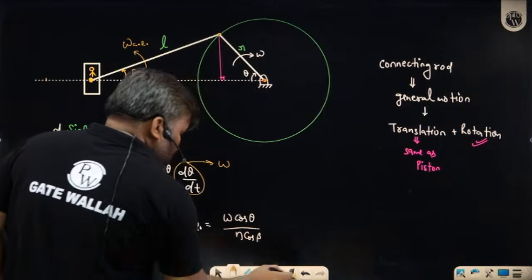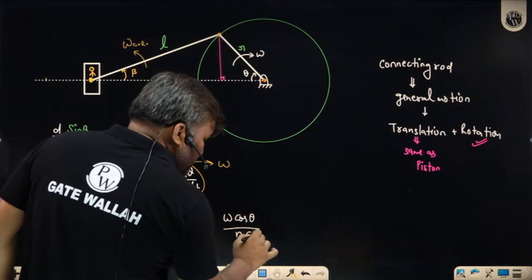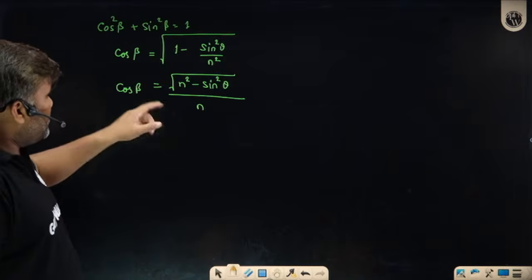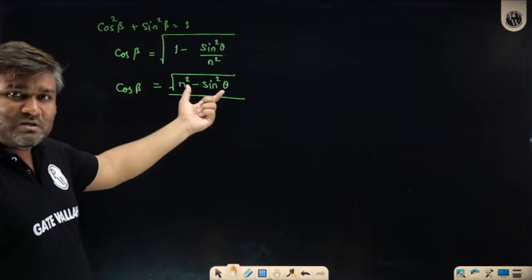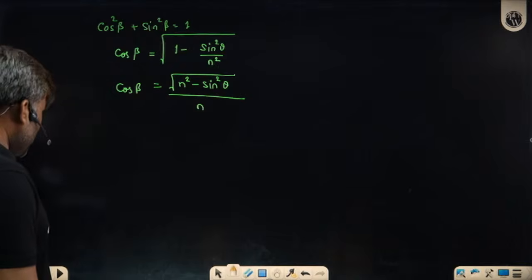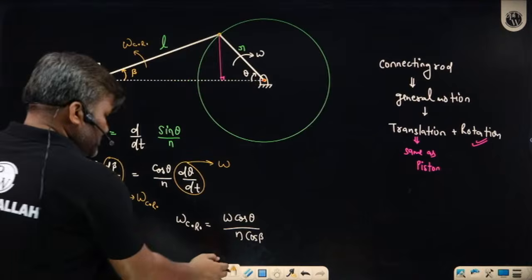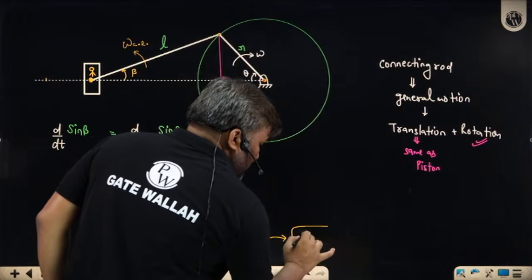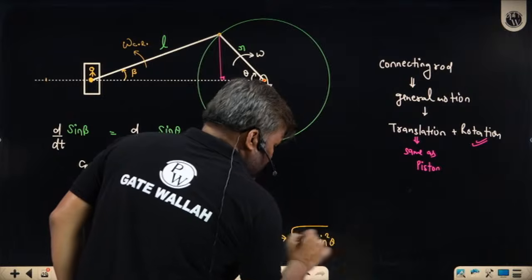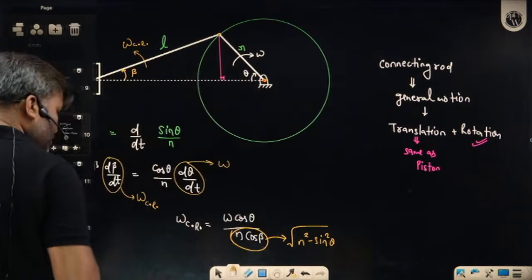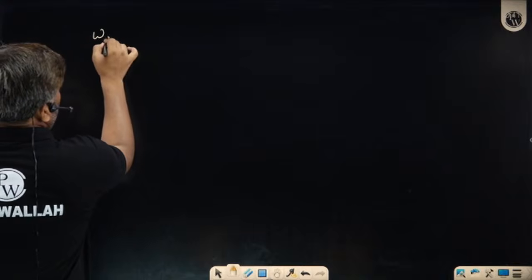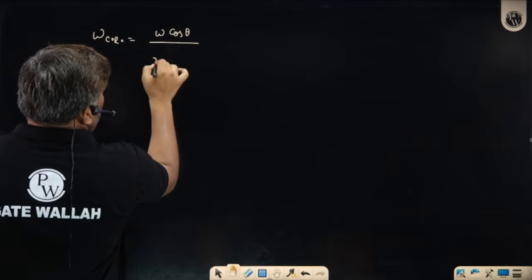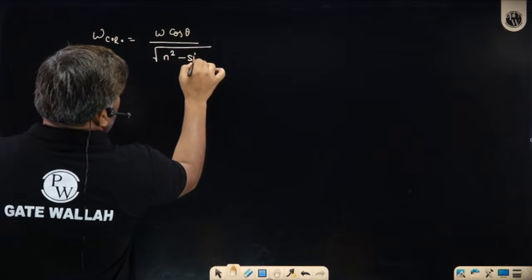Sir, n cos beta, already I have written something. Come here. n cos beta I can already write as under root n square minus sin square theta. Can I put this value? This entire thing is under root n square minus sin square theta. Can you write this value? So what is the omega of the connecting rod? You have got omega cos theta divided by under root n square minus sin square theta.